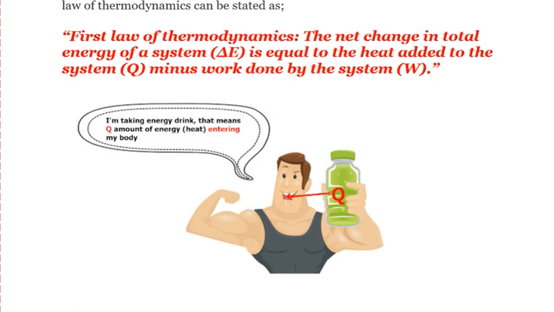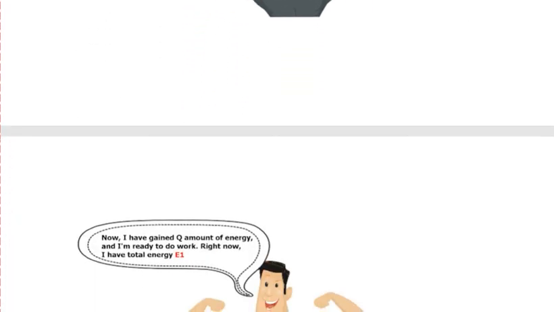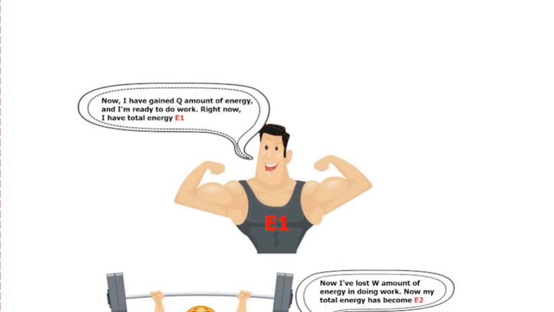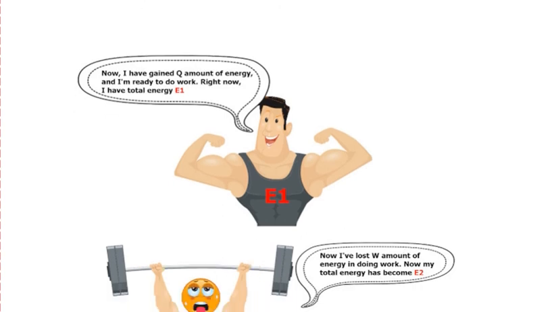So, next one. Now, kung makita natin sa sininga representation, this muscular boy has gained Q amount of energy and now he is ready to do any form of work. And right now he is having total energy E1 kung nakita niyo din sa representation. So, gin-represent ko lang siya as E1. Okay, next, let us proceed.